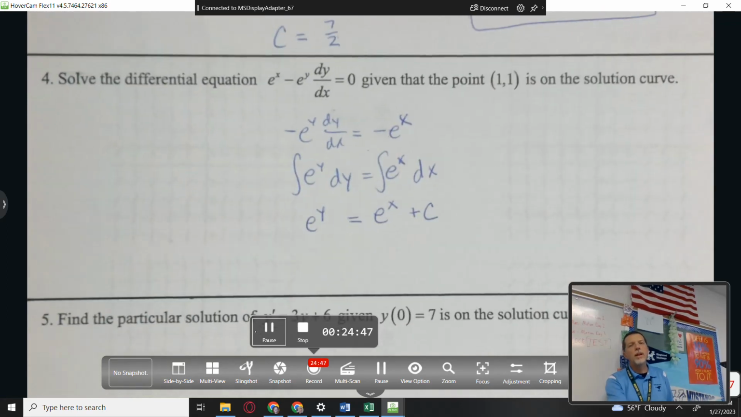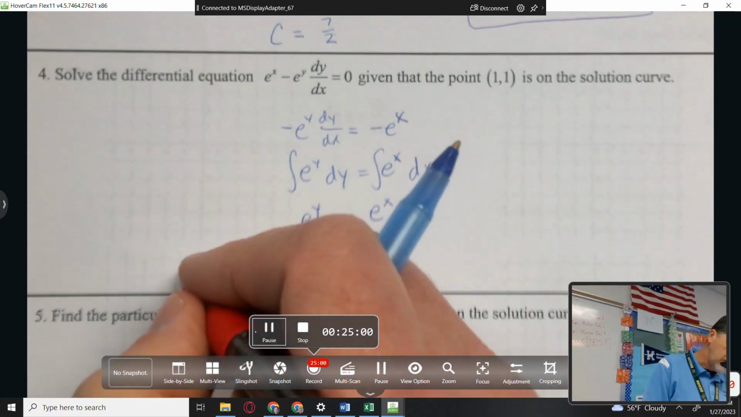And this is another place where you could solve for y first and then find c. Or you can say, let's find c right now and then solve for y. Let's find c. That way it's the same process across.